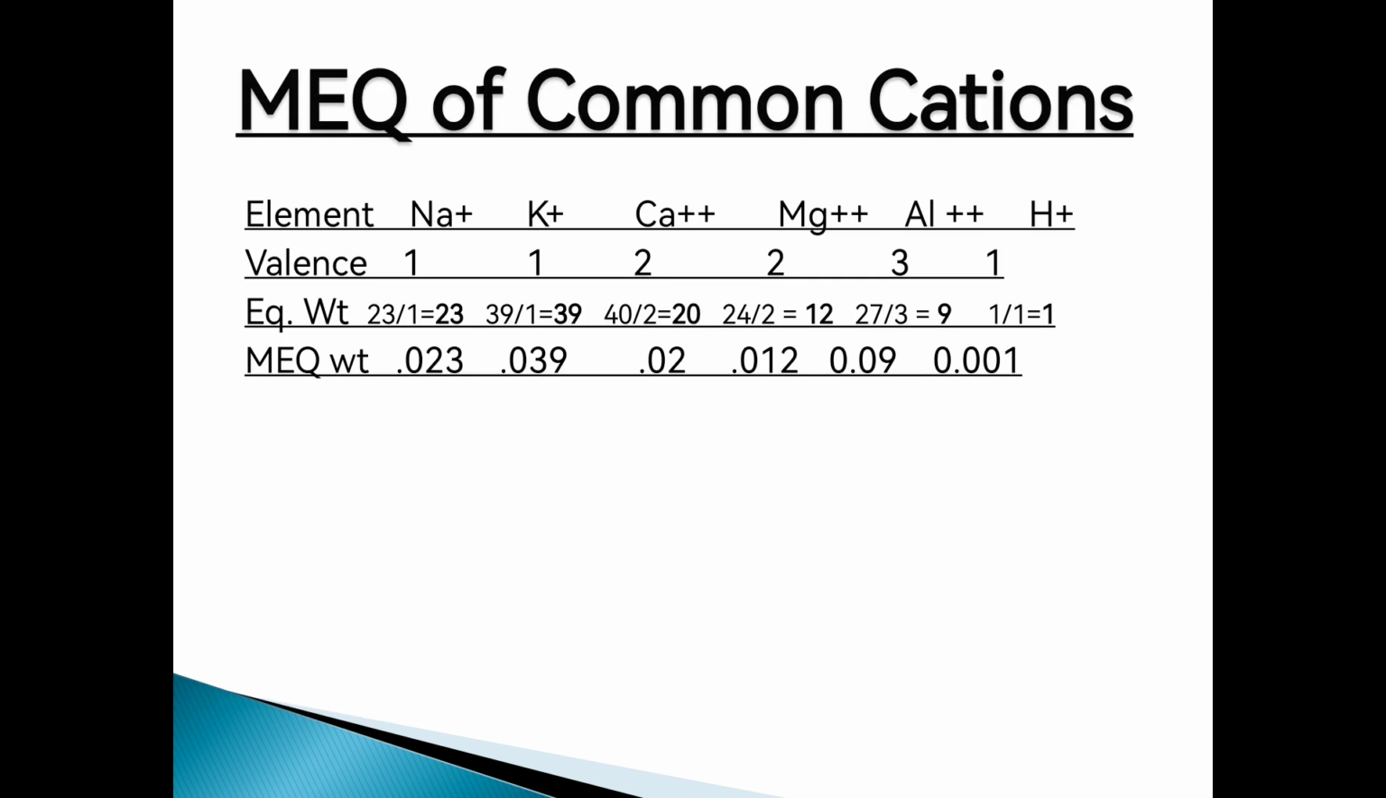And this is the milliequivalent of common cations. So we have here sodium, potassium, calcium, magnesium, aluminum, and hydrogen. So you know how to calculate them. You look at the milliequivalent weight, nagkakaiba-iba siya kasi nagkakaiba yung kanyang atomic weight and then nagkakaiba din yung kanyang charges.